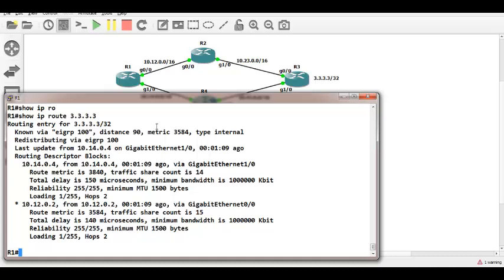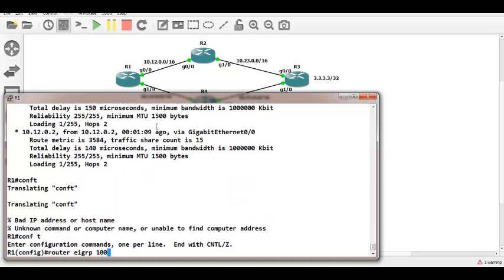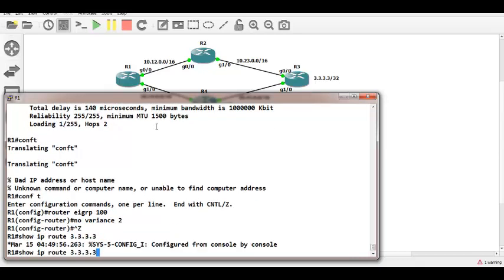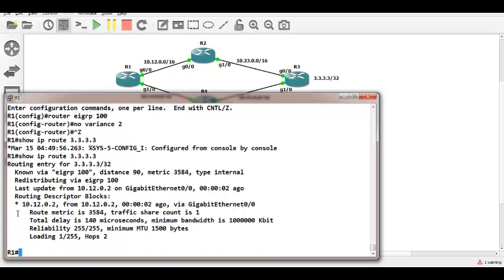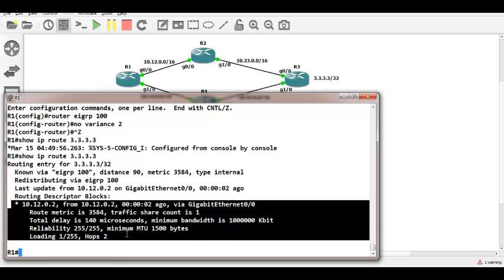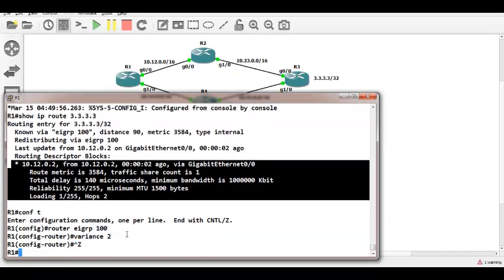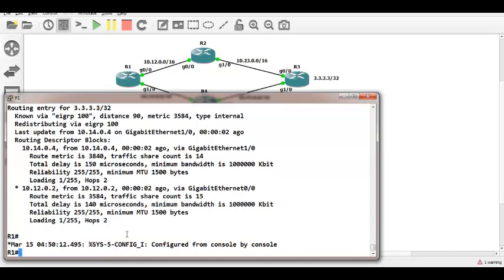So let us now remove the variance and come back here and see. You see, now it is only 1. When I put variance 2, you get two routes. So I hope that you understood how unequal cost load balancing can be achieved by changing the variance.